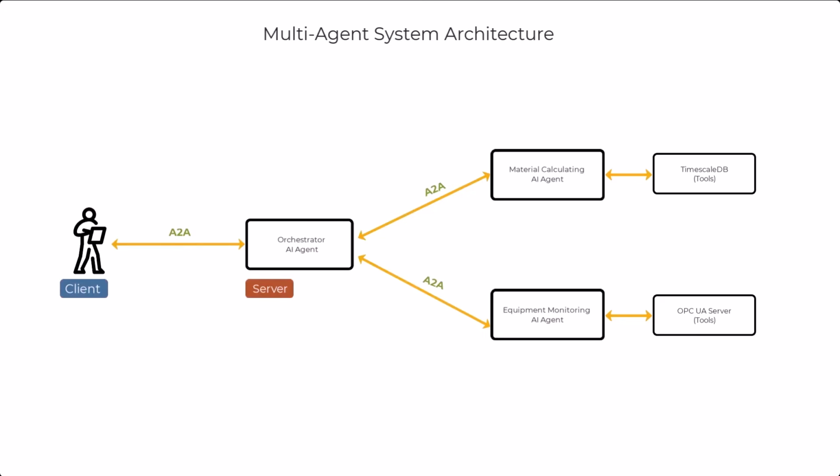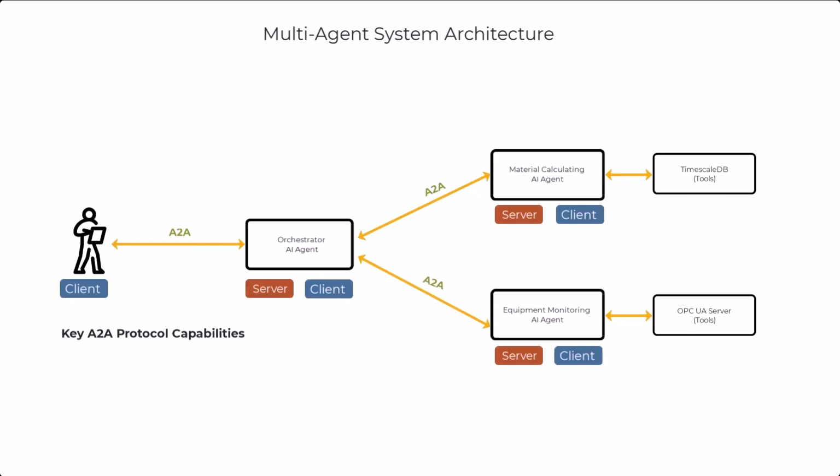A2A follows a request-response model similar to how web APIs work. A client agent sends a request and a server agent responds. Now here's the interesting part. Any agent can be both a client and a server. So your equipment monitoring agent serves data when asked, but it might also need to request information from other agents.